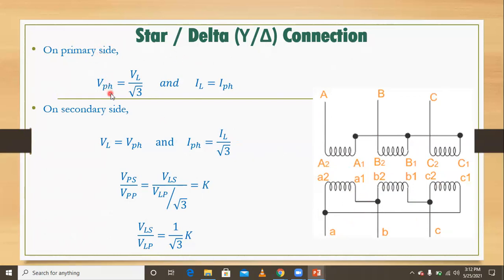On the primary side, V phase is equal to VL by root 3, and I phase is equal to IL. The primary side is star, so phase voltage is equal to line voltage by root 3, and IL is equal to I phase. On the secondary side, for delta connection system, line voltage is equal to phase voltage and phase current is equal to line current by root 3. Understood? So the secondary voltage divided by the primary voltage, VPS divided by VPP.